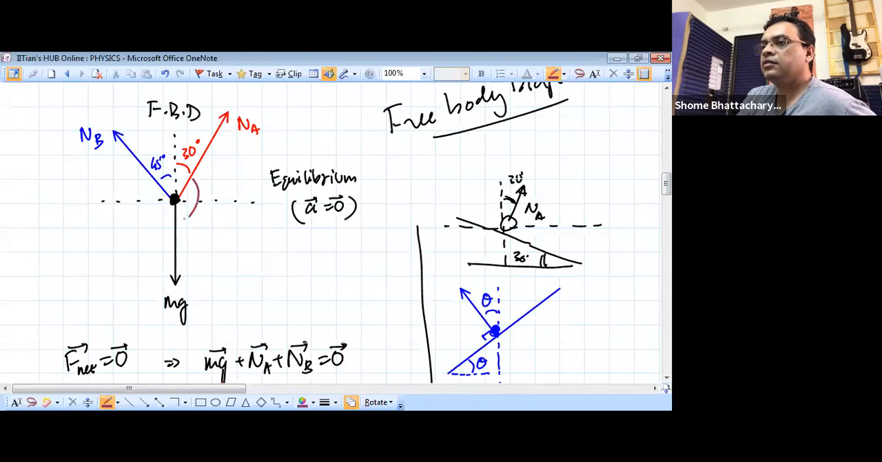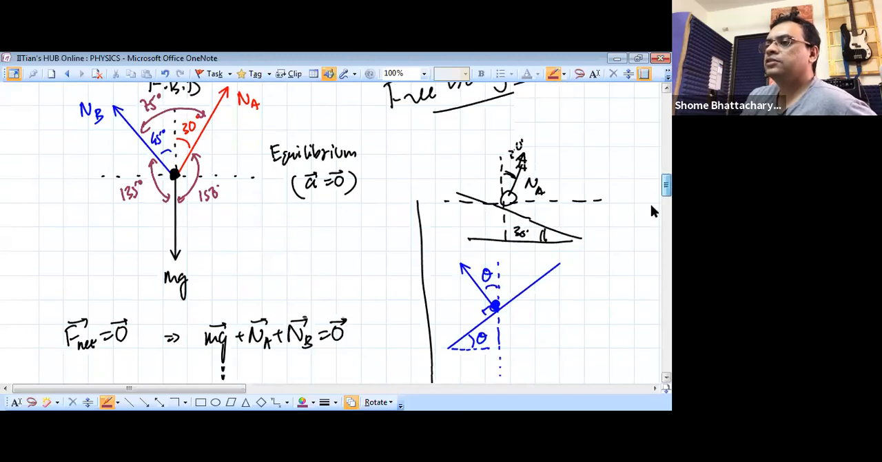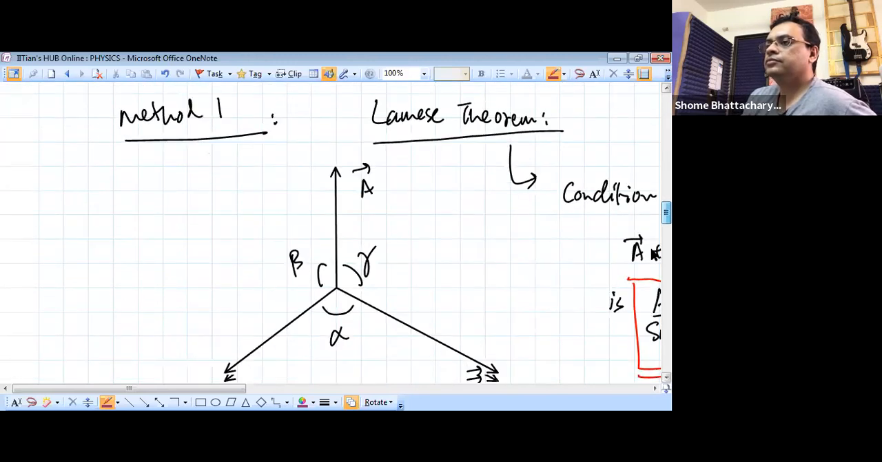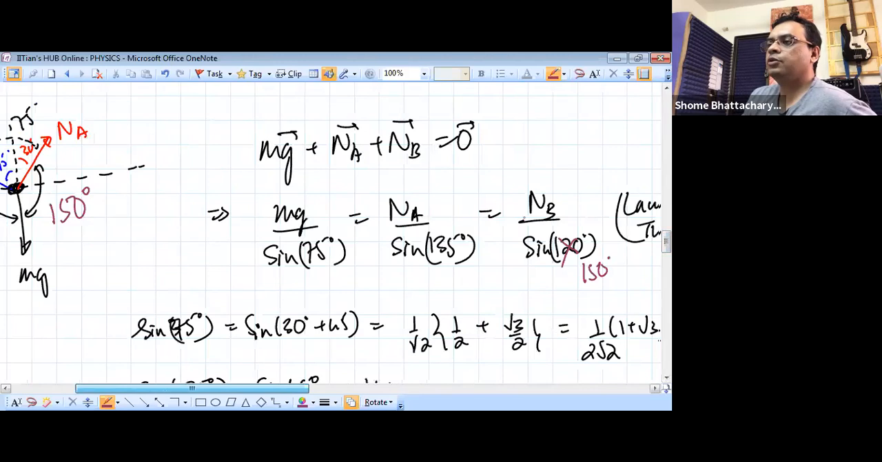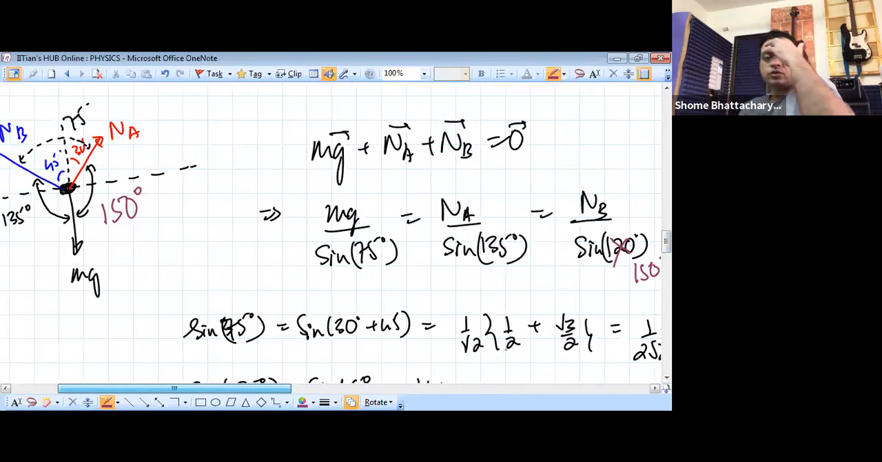So that is why this angle, I had wrongly taken it to be 120, but this angle is 150. Okay, and this angle is 135. And this angle is the sum of these two, so it is 75. So our statement of Lami's theorem, when we write it, should be mg divided by sine 75, should be NA divided by sine 135, should be equal to NB divided by sine 150. So that is what we have now written. With the correction, we have written it properly. So when you solve this, you will get it.